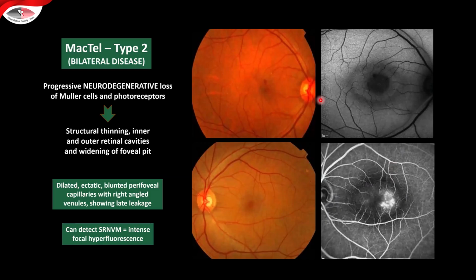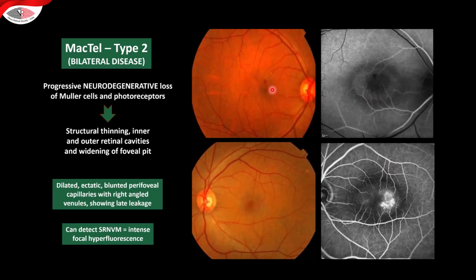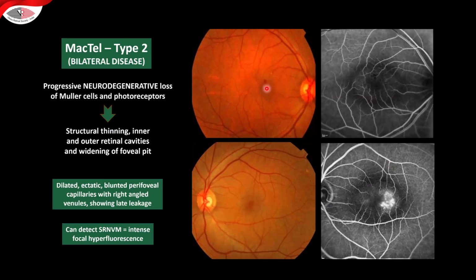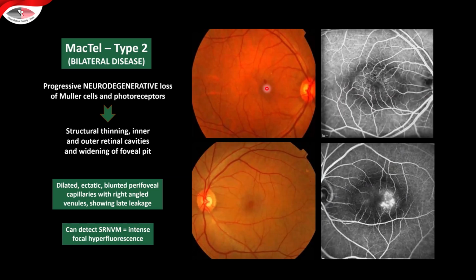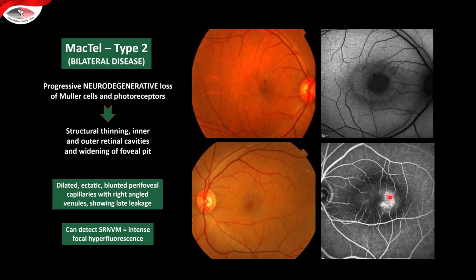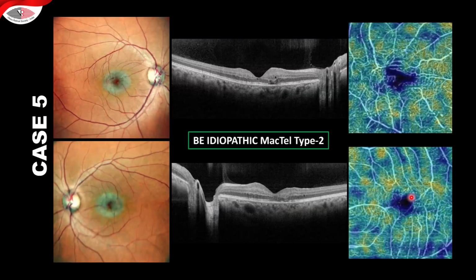The type 2 is a bilateral classic disease. You can see a slightly grayish coloration of the macula, more apparent on the temporal side, and you may sometimes see pigmentary changes or hemorrhages in that area clinically. When you do the FA, you may see dilated ectatic perifoveal capillaries and right-angle venules showing late leakage on the temporal side of the fovea. Sometimes there's an SRNVM, and you can have a classic membrane coming up alongside as well.